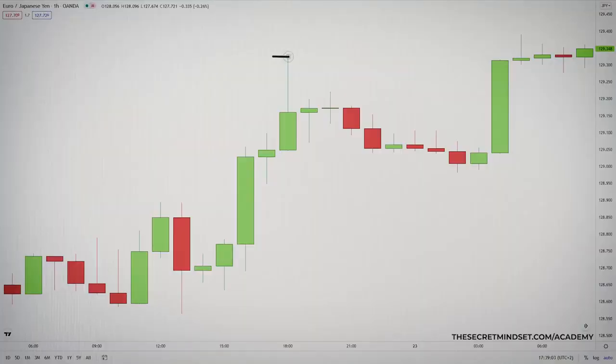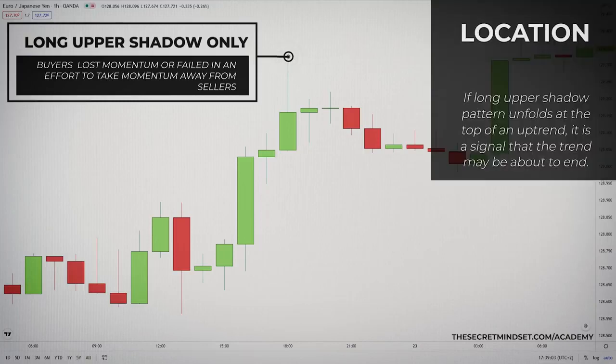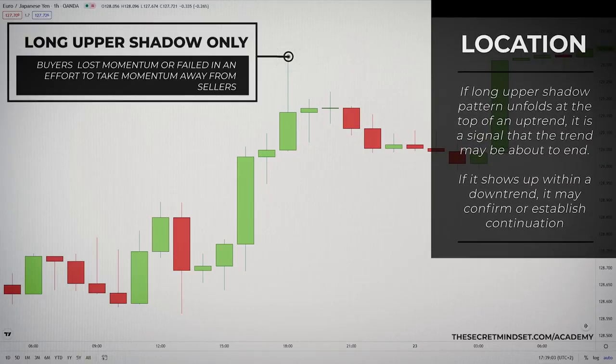When a candle contains an unusually long upper shadow, it signals that buyers have lost momentum or failed in an effort to take momentum away from sellers. If this pattern unfolds at the top of an uptrend, it is a signal that the trend may be about to end. If it shows up within a downtrend, it may confirm or establish continuation. Buyers tried to reverse the downtrend but failed.